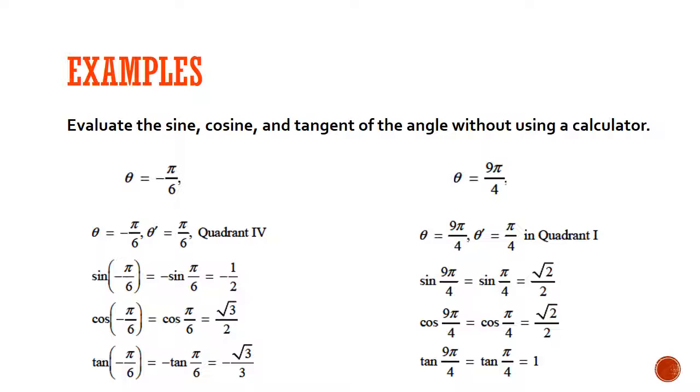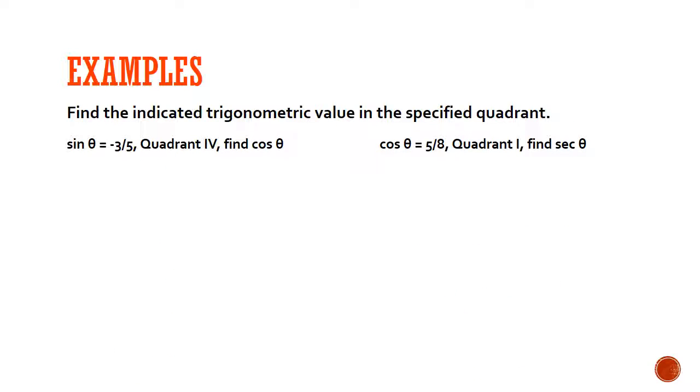If it has a 4 in the denominator, it's going to correspond with your 45 degree angle on your special triangle, or pi over 4 will be its reference angle. So that's just kind of a general rule you can use, and then you go and see what quadrant the angle actually lies in so that you know what sign to put on your answers. Indicated value in the specified quadrant.